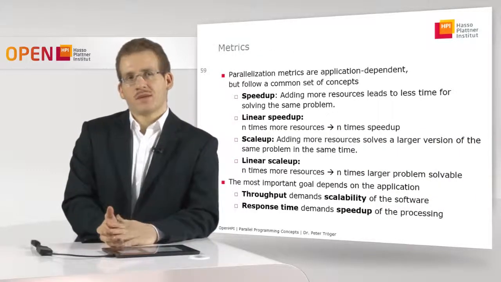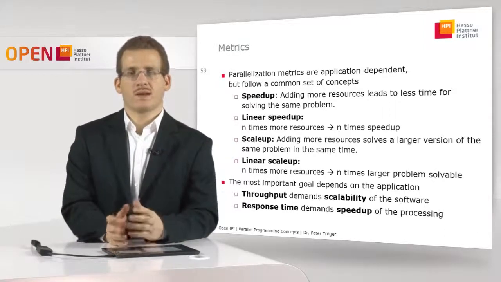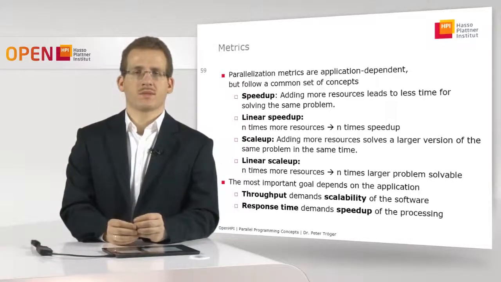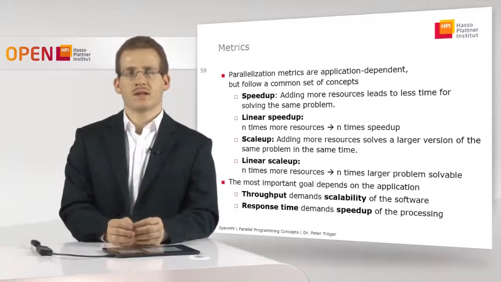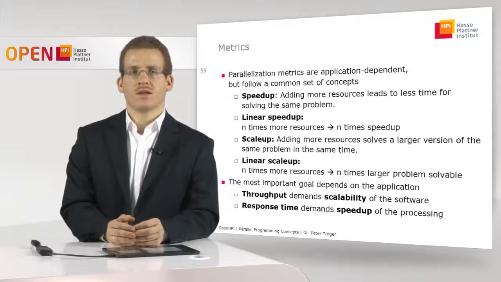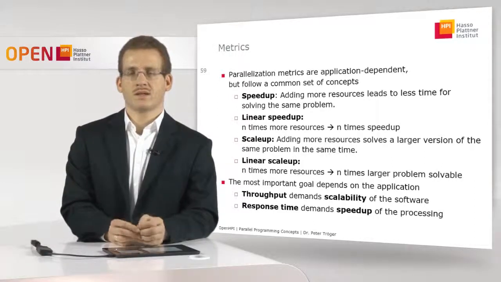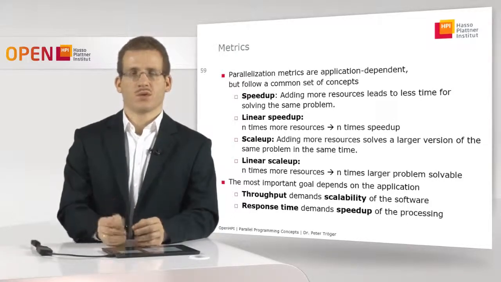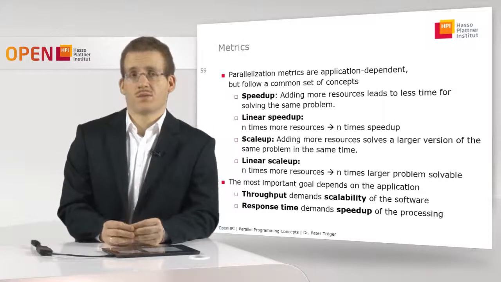When we take these metrics now and try to bring them into a more formal setting, there's a set of common concepts, a common understanding of how to interpret these terms. Speedup typically means that you add more resources in order to solve the same problem in less time. So the idea here is you have a piece of parallel hardware in whatever kind of setup, and you add more cores, more processors, or more machines in a shared nothing environment, and you get a faster result when you look into the same problem.